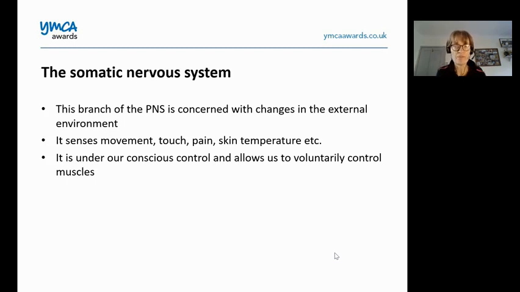So we said that the peripheral nervous system was divided into the somatic and the autonomic. The somatic part of the peripheral nervous system is to do with looking at changes in our external environment. So the somatic part is going to receive messages about movement, and we'll be looking at some of the proprioceptors that provide information about movement shortly.